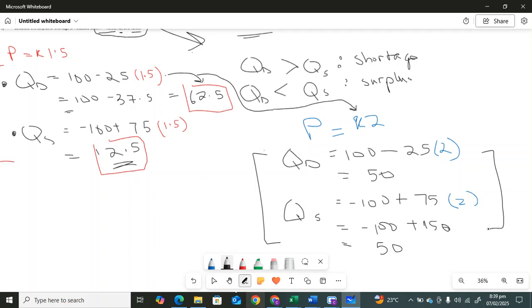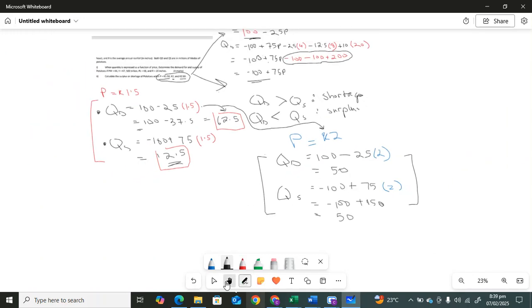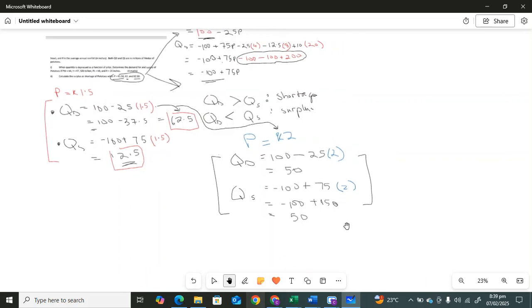What do we call this, colleagues? Quantity demanded is 50 million. Quantity supplied is also 50 million. What do we call this in economics, when quantity demanded equals quantity supplied? Yes, equilibrium, yes.